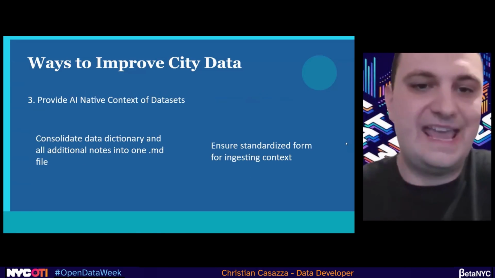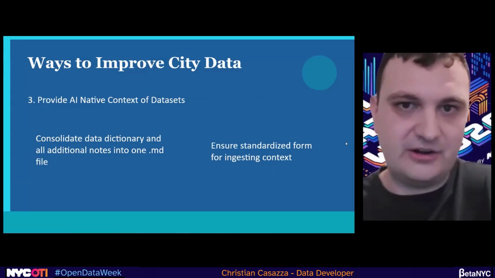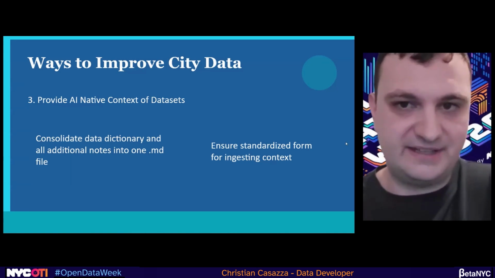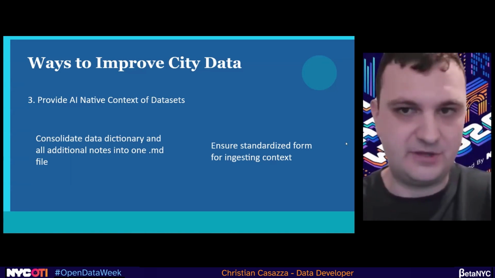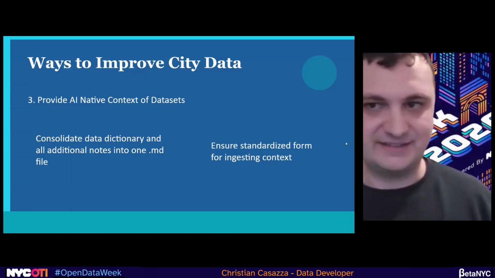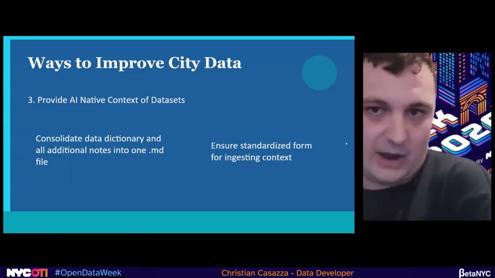And thirdly, let's create AI-native context for data sets. Right now, actually, New York City does a pretty good job with the data dictionary. It's a little inconsistent in how they do it. Some open data sets are really well documented. They have notes and the full context right there. Some of them are bare bones, don't have anything, and only have notes in an Excel file. Let's just standardize that. And also, ideally, let's get notes out of Excel.